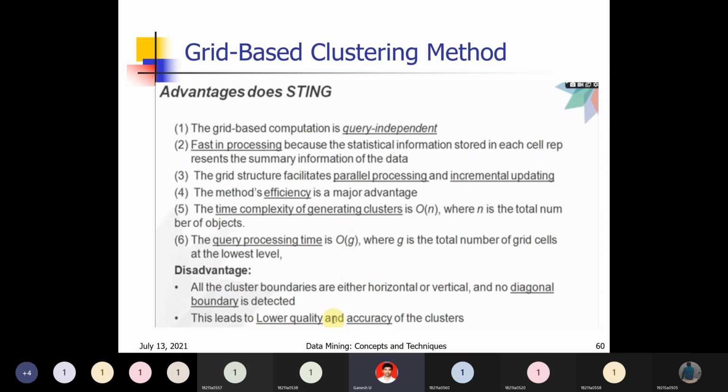The grid-based computation is query independent. When you apply a query, it gives a result. So based on the query, it will not be processed. It will not be divided.